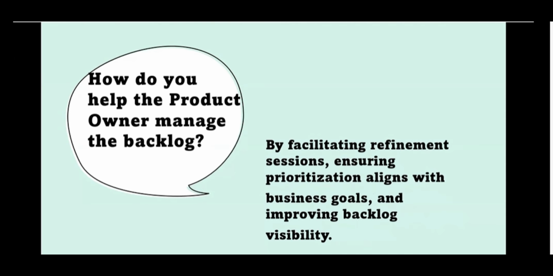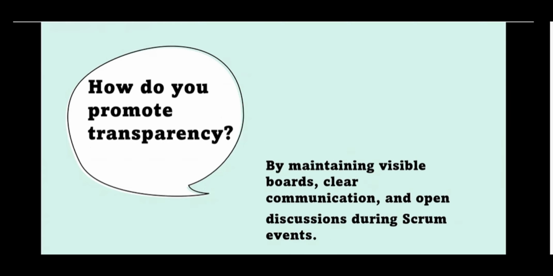How do you help the product owner manage the backlog? By facilitating refinement sessions, ensuring prioritization aligns with business goals, and improving backlog visibility. How do you promote transparency? By maintaining visible boards, clear communication, and open discussions during Scrum events.